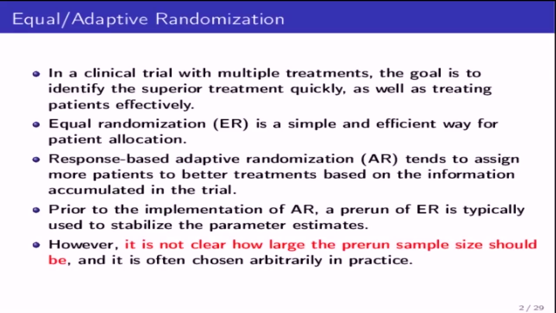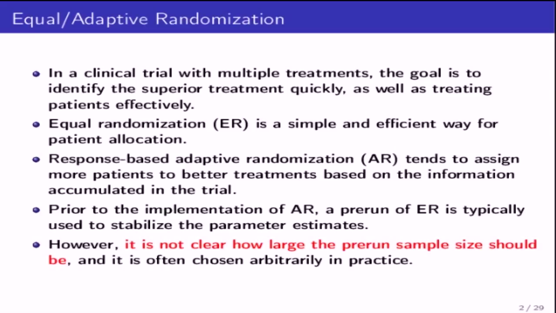In clinical trials, we typically try to compare multiple treatments, and the goal is to identify the superior treatment quickly, as well as treating patients effectively. To achieve this goal, typically people use equal randomization, which is a simple and efficient way to allocate patients randomly. Well, recently there has been a lot of work conducted about response adaptive randomization. We try to assign more patients to better treatments based on the information accumulated in the trial.